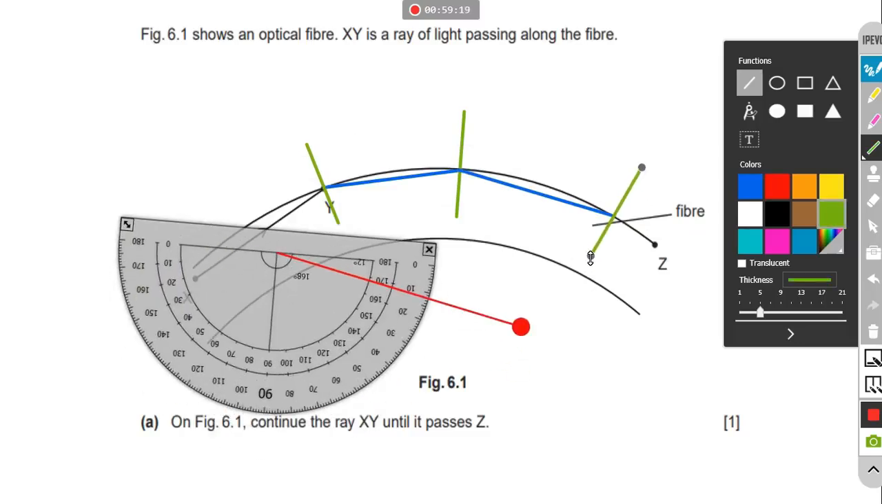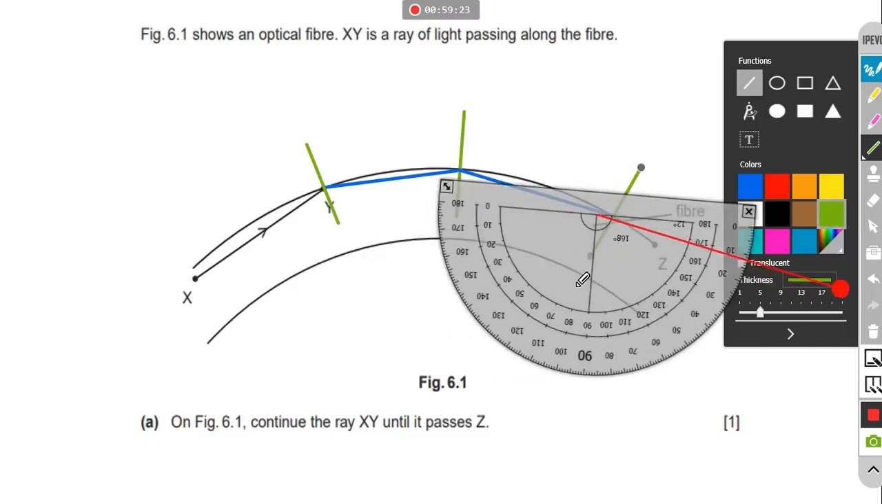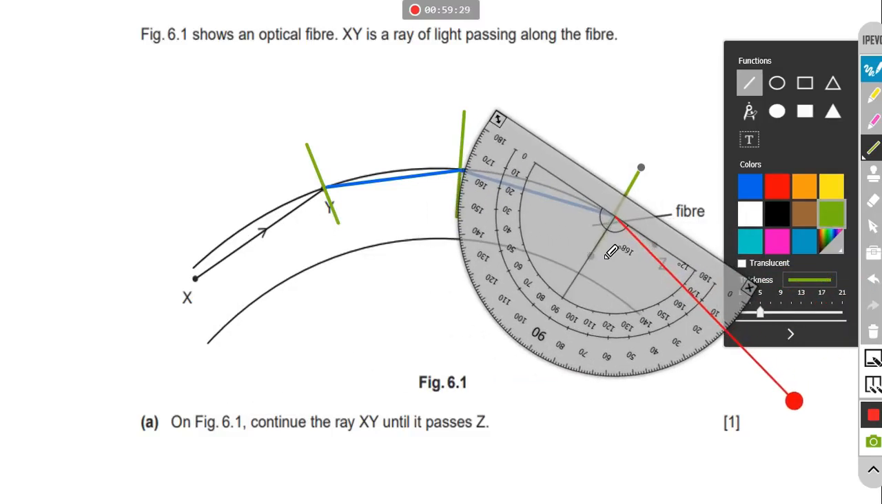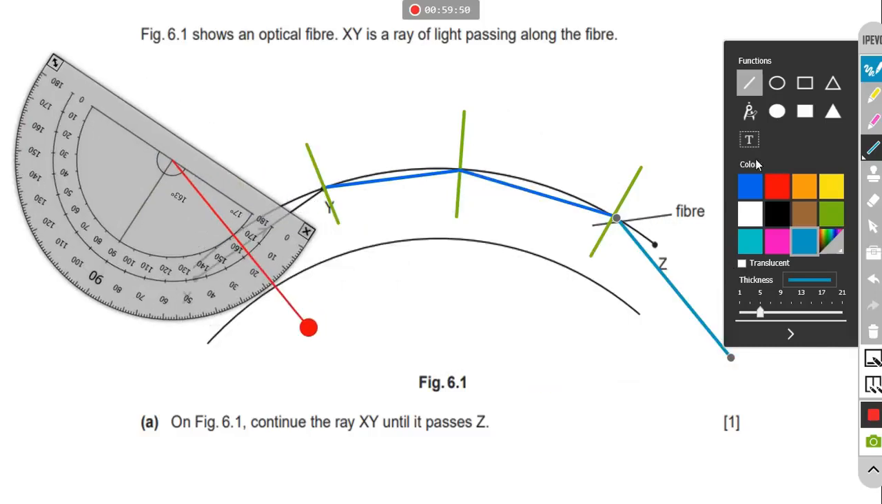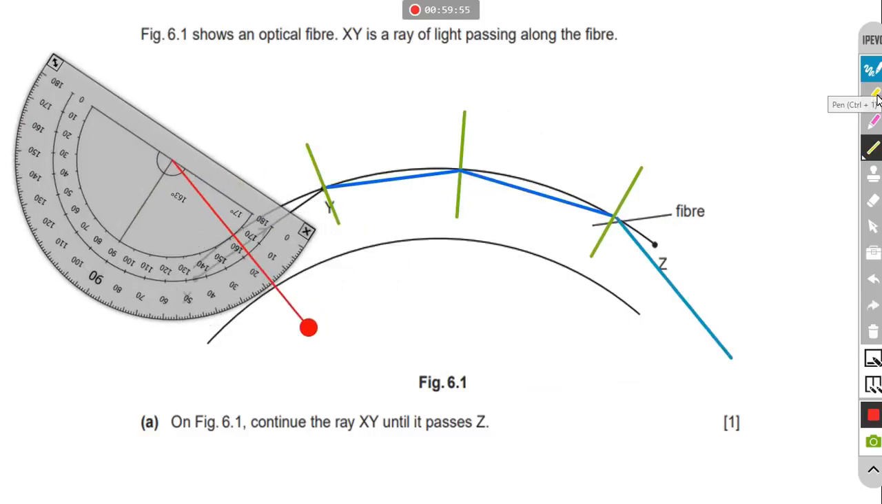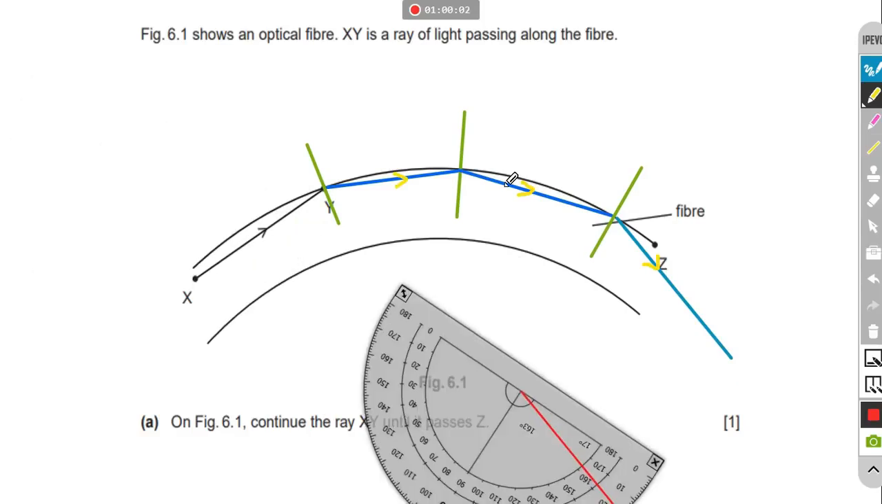It would have been better if you used the protractor to check if this angle is 90. So finally this is about 163, we do the same and we draw the line. Total internal reflection until it exits. And don't forget to label the directions.